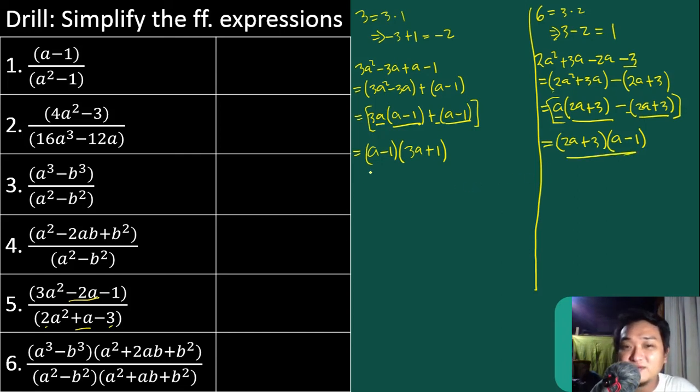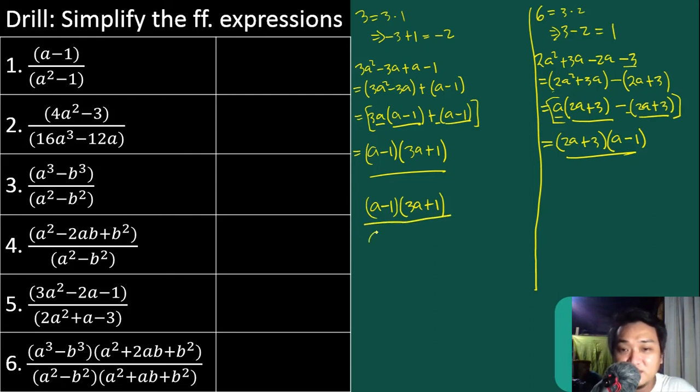Now, may mga factors na tayo. We are now ready to divide or to simplify. So, what will be the factor of the numerator? The factor of the numerator is simply a minus 1 times 3a plus 1. And what is the factor of the denominator? That is, the denominator is a minus 1 times 2a plus 3. Okay. Now, let us cancel those similar quantities. So, ang natira na lang sa atin is 3a plus 1 over 2a plus 3.